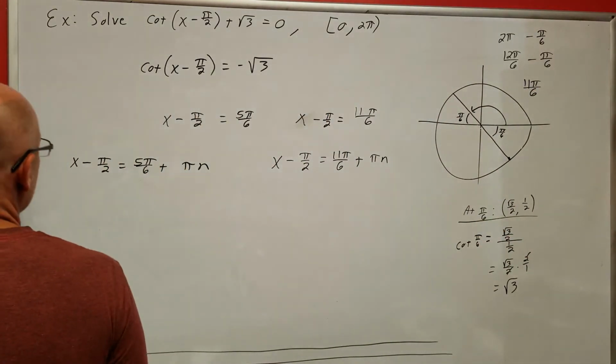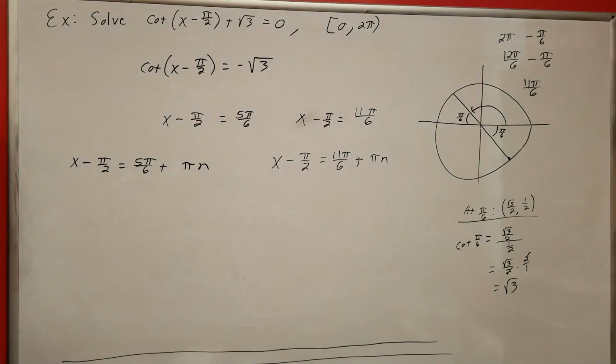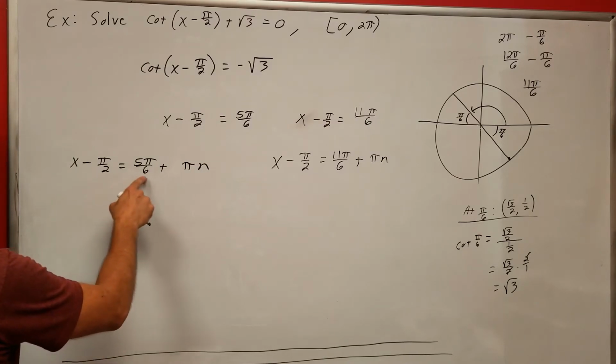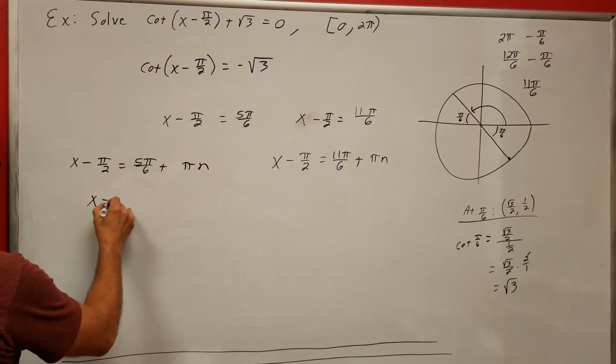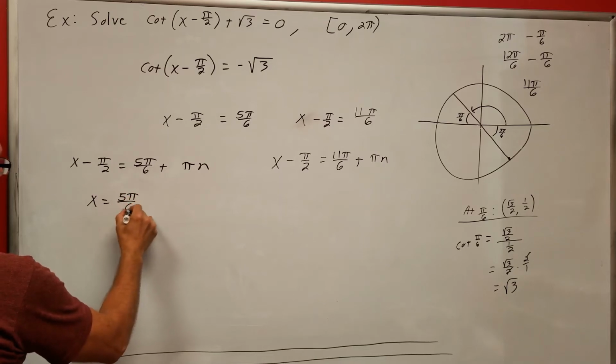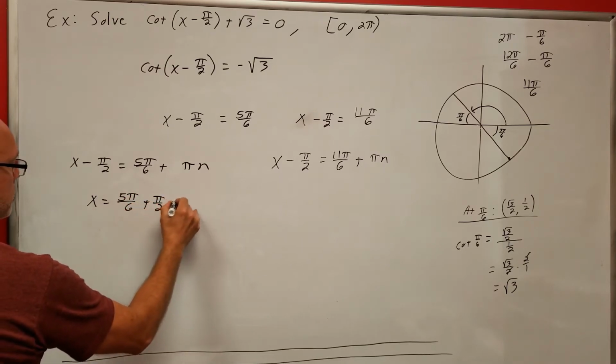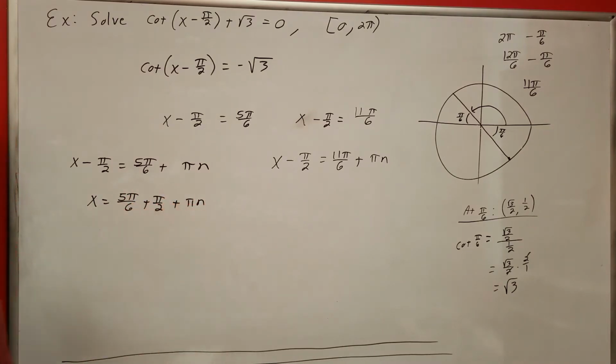All right, let's solve here. So we're going to do what? Add pi over 2 to both sides. So we're going to have 5 pi over 6 plus pi over 2 plus pi n.